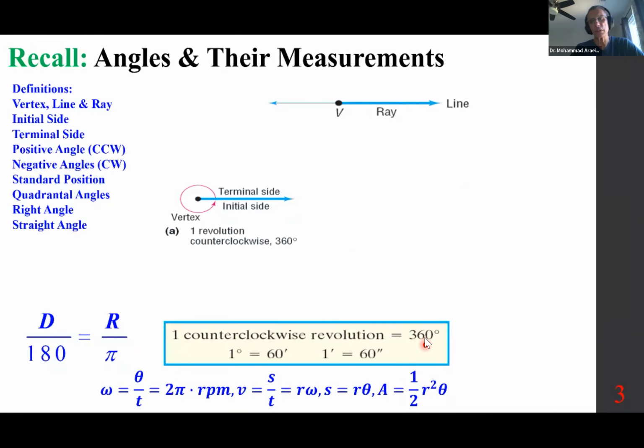S is the length of an arc, r times theta, and A is 1/2 r squared theta, which is the area of a sector.